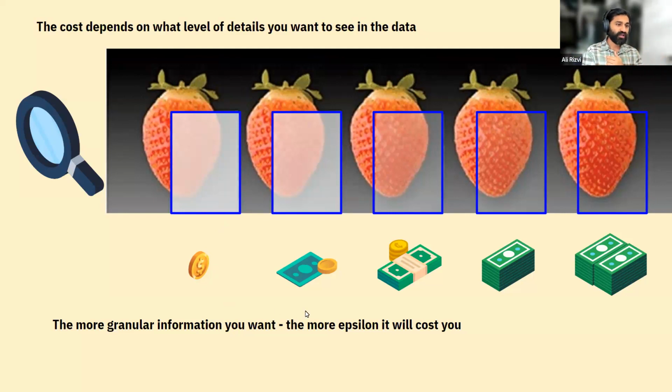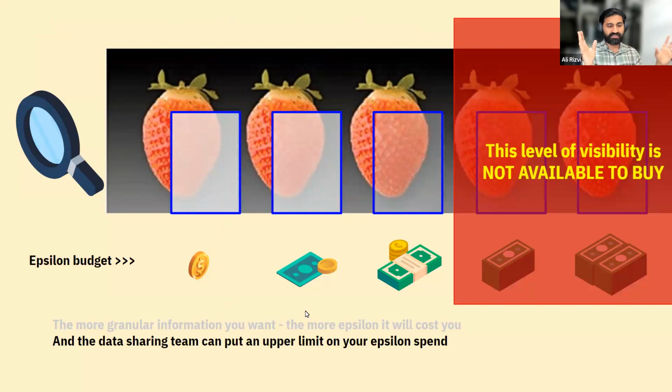Now, when privacy teams share that data, they don't want you to access all the granularity of the data. That's why they have taken all these measures to put the data in a private space. And so the data sharing team can put an upper limit. Like they say, even if you spend a lot of the epsilon, we're sorry, we don't let you see 100% of the data.